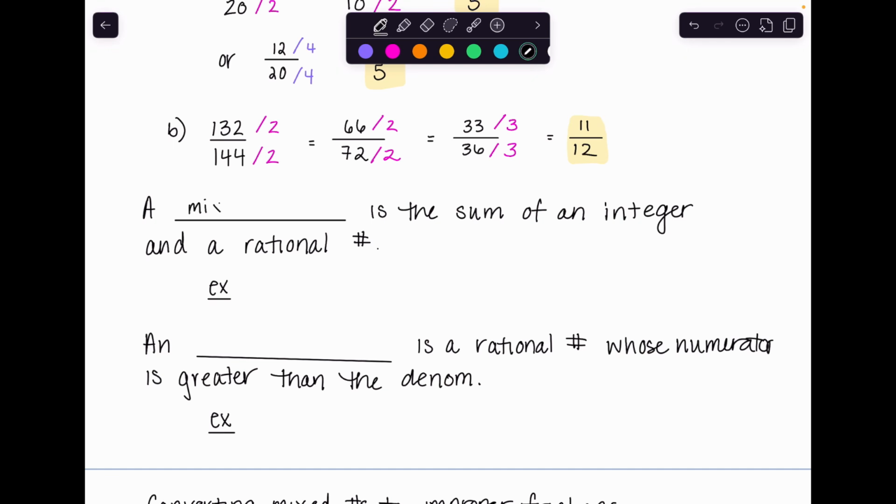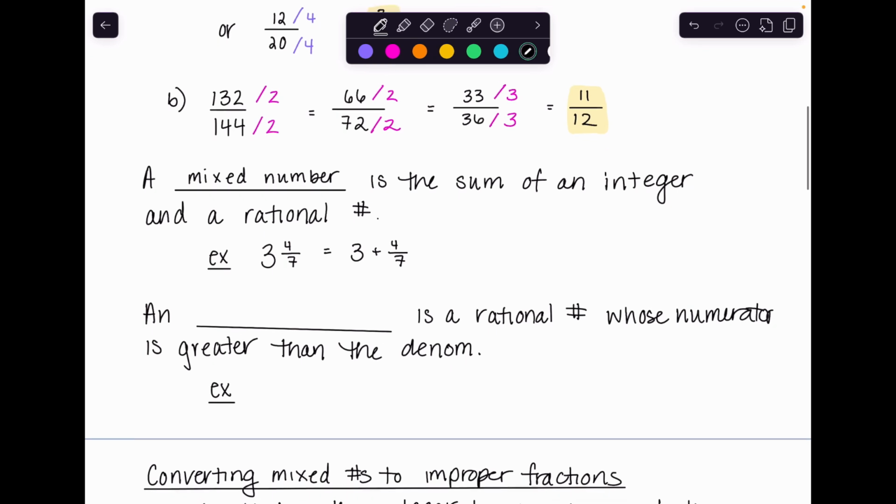So a mixed number is the sum of an integer and a rational number. So what you would see is you have a whole number, and then you have a fraction. So all this means is you have 3, and then you have 4/7. Okay? I definitely think I said that wrong, so sorry if the numbers came out differently. But 3 and 4/7 is really the number 3 plus 4/7.